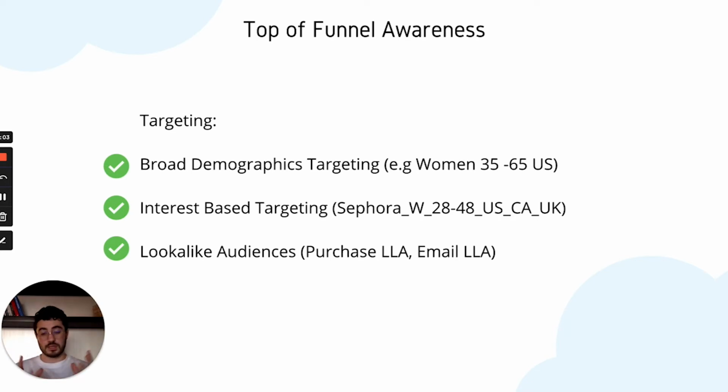A good example, if you're a beauty brand, is an audience that you can try: Sephora, women 24 to 48 in US, Canada, and the UK. So that represents people within that age demographic, within that gender demographic, in the US, Canada, and the UK who also like Sephora. So you're starting to get an indication that those people like beauty brands, so there's a high chance that they'll also be interested in your brand.